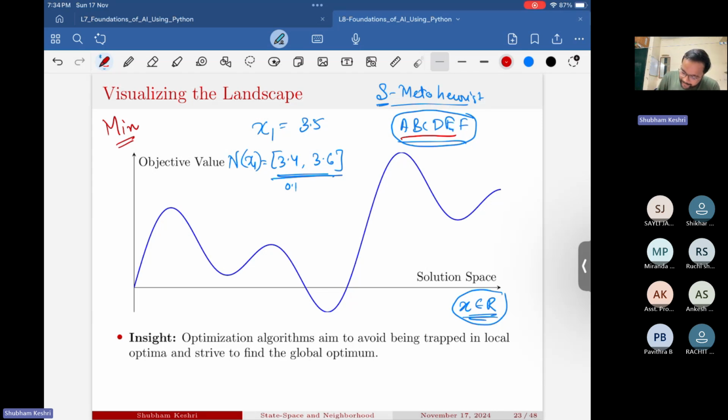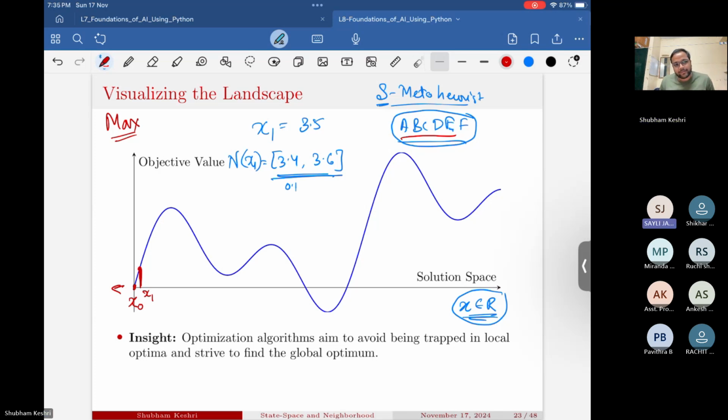Suppose it is a maximization problem and it has started with x naught. Now it will look for its neighbor. On this side there is no neighbor, so it will look here. Suppose this is the neighbor and this neighbor has a better objective function value than x naught, therefore it will move to x1. Now x1 will be my current solution, and then local search will again look at its neighbor.